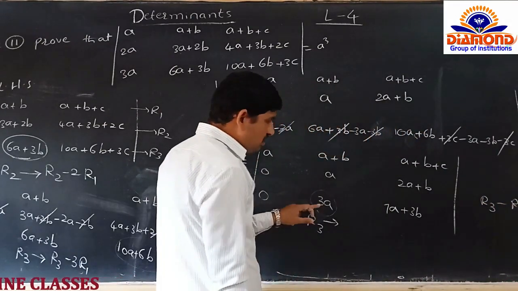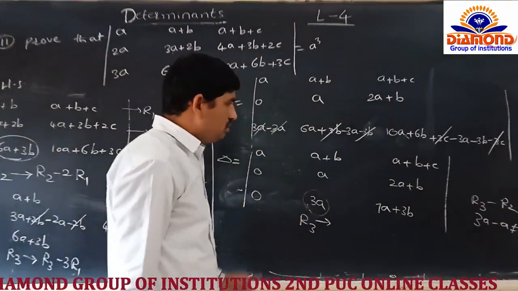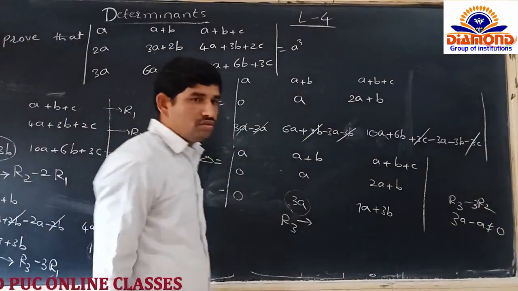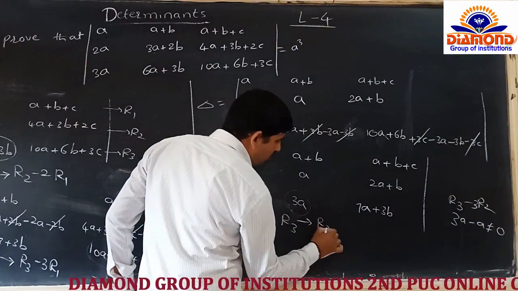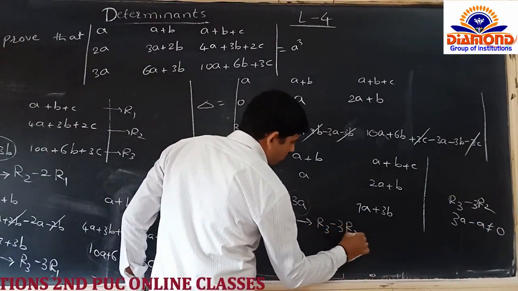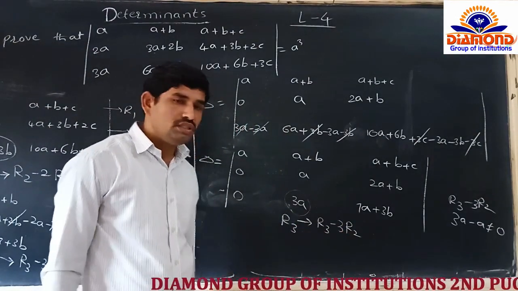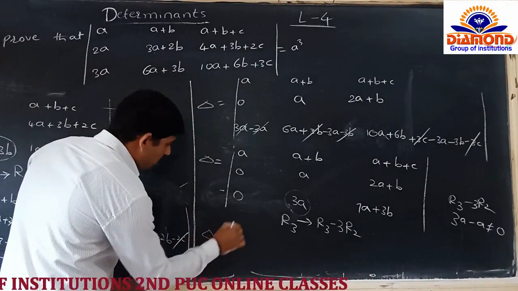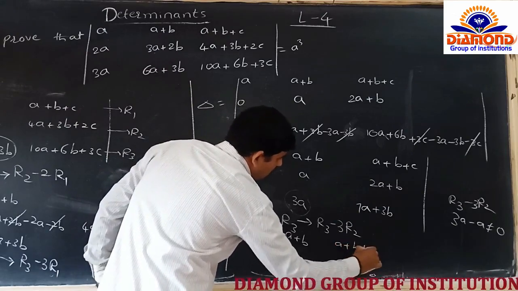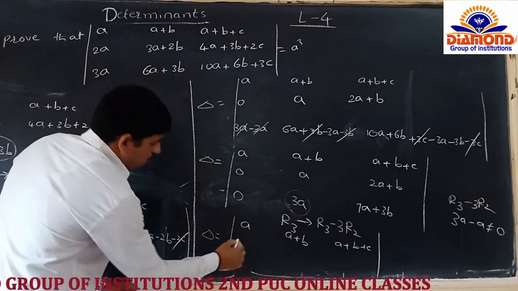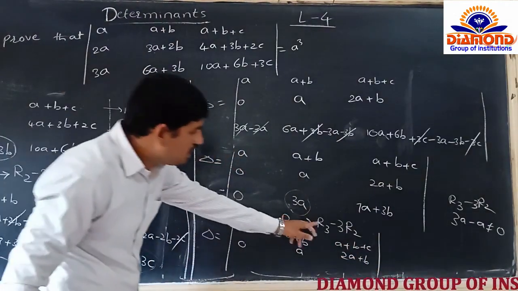See here, I will write, suppose we are writing R3 minus R2. Whether it equals 0 at this place, 3a minus a or not? So not equal to 0. So how we have to write it? We have to multiply with 3 for R2. Yes or no? So now I will write R3 minus 3 into R2. Next see here, the determinant will be a plus b and a plus b plus c and then 0, a and 2a plus b. And the last one is R3 minus 3 into R2.